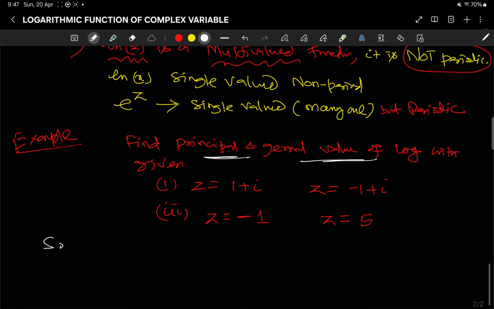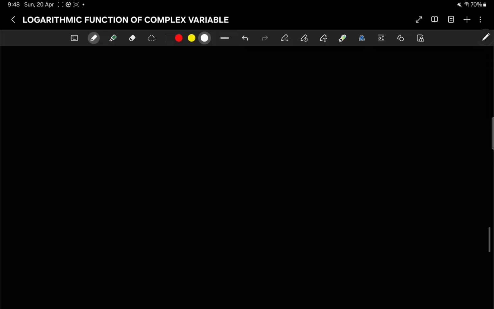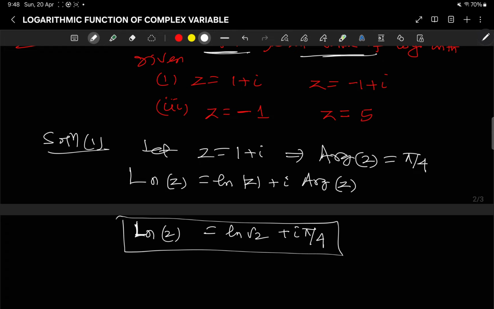Now suppose you are asked to find the principal value as well as the general value of all these things. Coming to solution 1, let z equal 1 plus i. It is in the first quadrant. First we have to find arg z. It is tan inverse of 1, which is pi by 4. So what is your principal value? Ln z is ln |z| plus i arg z. What is |z|? |z| is root 2. So this is equal to ln root 2 plus i pi by 4. So capital Ln z, the principal value, is this.